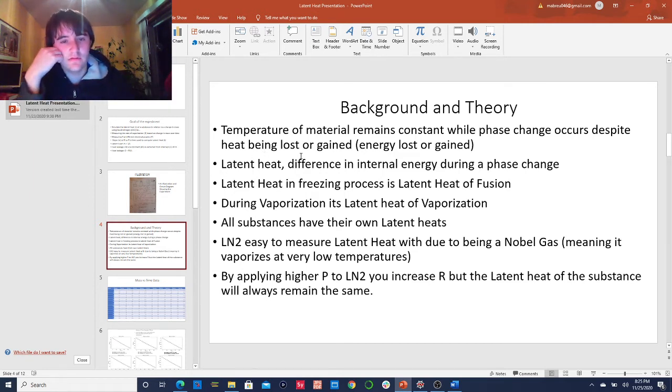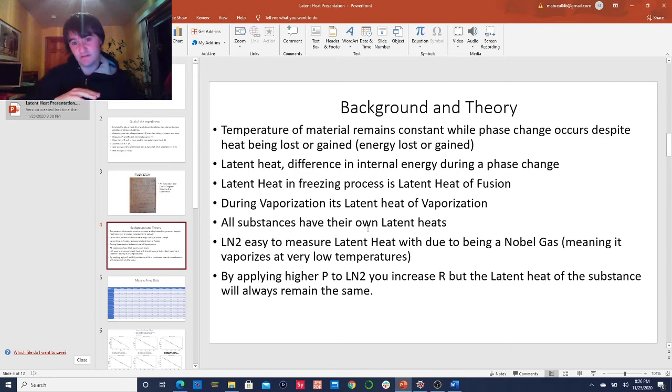And so these different types of latent heats are basically different processes. In general, latent heat is the difference in internal energy during a phase change. When it's in a freezing process, it's latent heat of fusion. During vaporization, it's latent heat of vaporization. With this experiment, we're going to be looking at latent heat of vaporization.